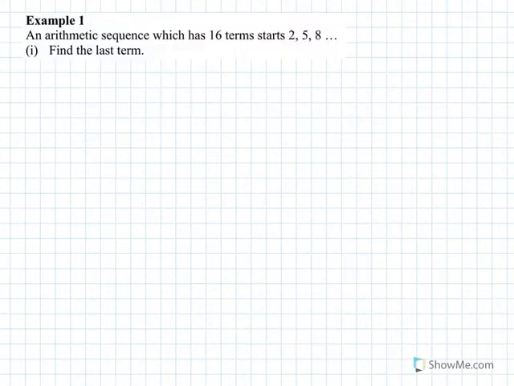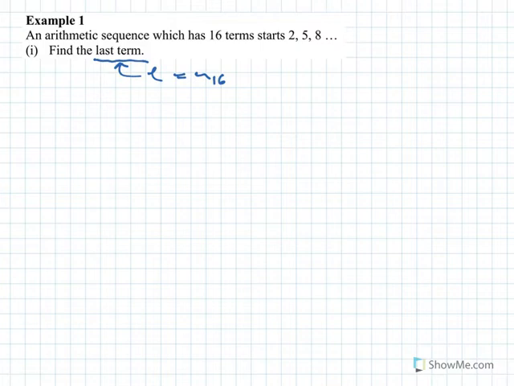Okay, so let's have a go at this question. It says an arithmetic sequence of 16 terms starts with 2, 5, 8. Find the last term. Okay, so just before we go any further, quite often you may see that the last term is denoted L. So in this case, L is U16. It's the 16th term.